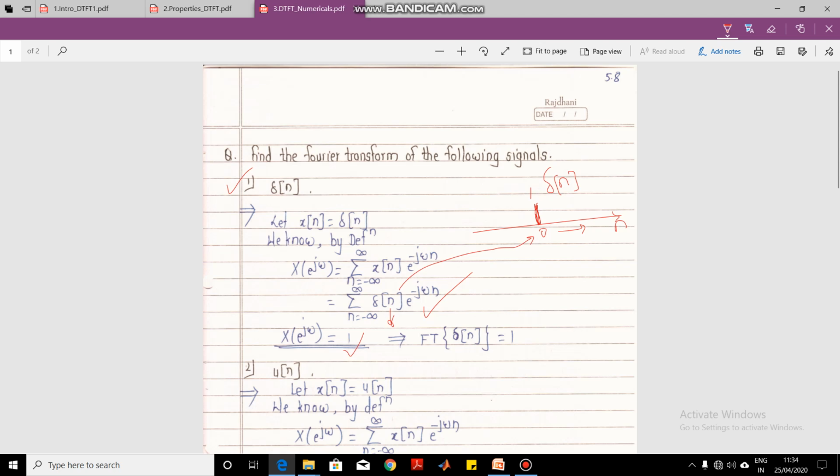So if you put 0 here, del of 0 is equal to 1, and e raised to 0 is 1. Anything raised to 0 is 1. So the answer is 1. That means the discrete time Fourier transform of del of n is equal to 1.